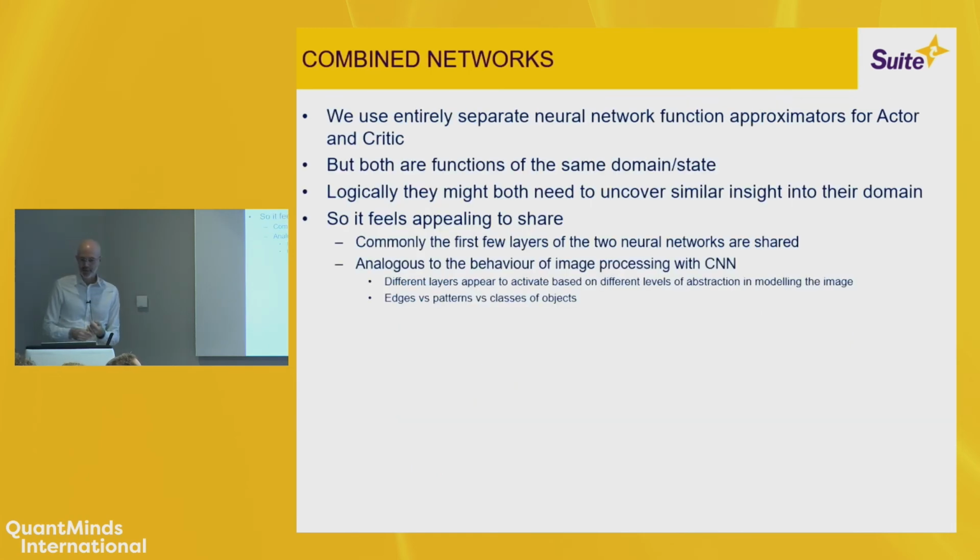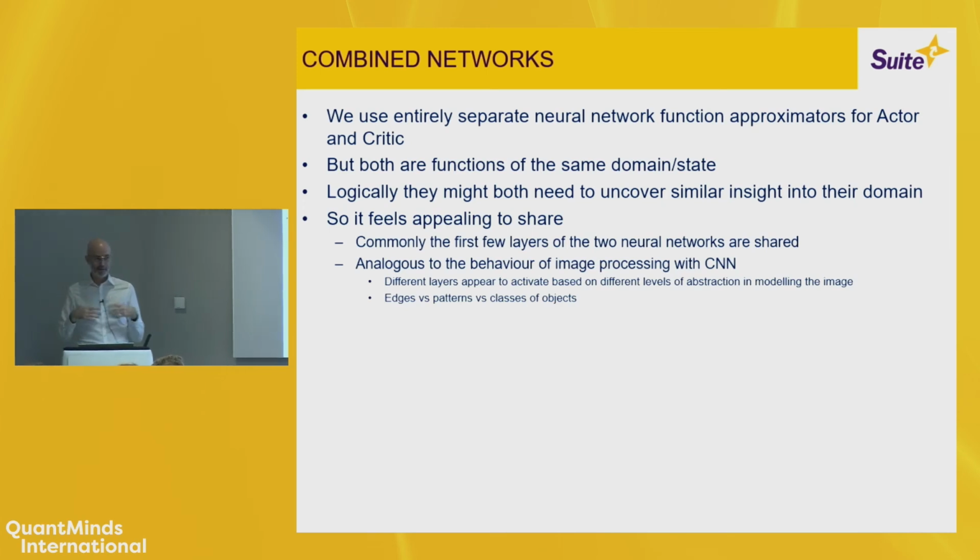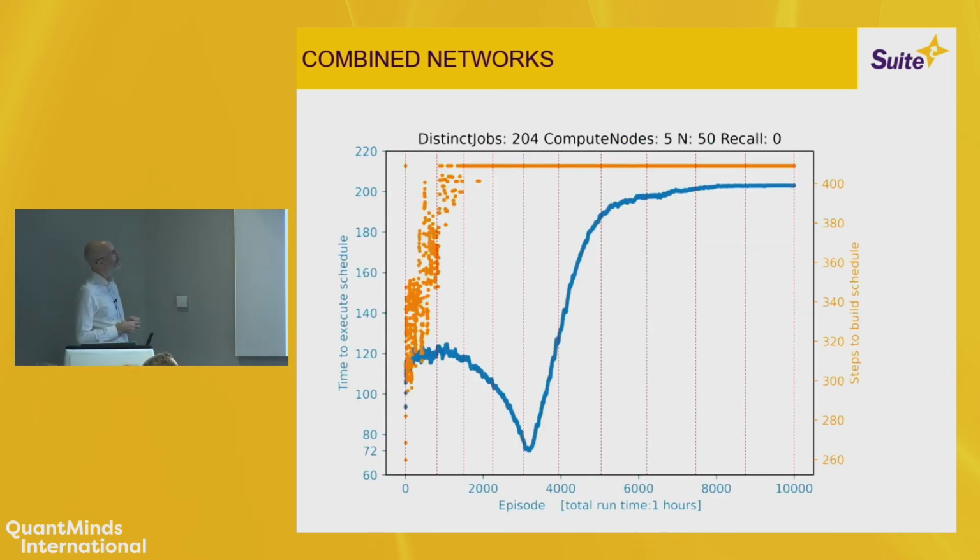Another thing that people often do is to share the first layers of the two networks so that the actor benefits from the critic's learning rather than having to duplicate everything. However, we tried that. When we try that, we get this, which is obviously not so good. I feel like this is another clever idea that fails to converge on any real problem.